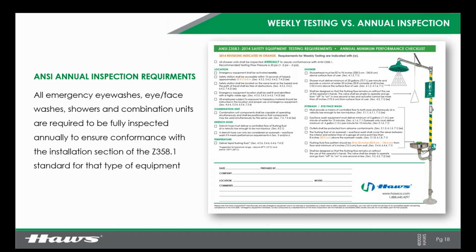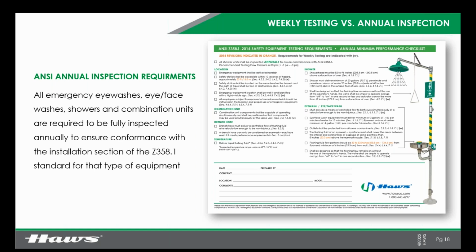Once a year, on an annual basis, we do have to inspect the equipment from head to toe. We have to activate it. We have to make sure the pull rod is at a certain height, the spray pattern is at a certain height, and the temperature, all of those things have to be tested. We have a handy dandy little checklist that makes things super easy for you. We'll include that in the follow-up materials, so you have an inspection checklist as well. And we're going to go over all of these requirements in the following slides.